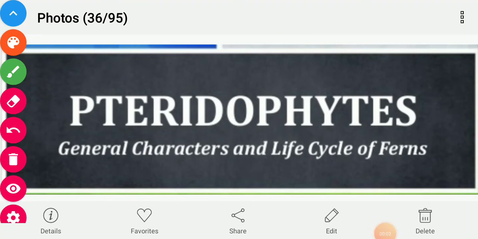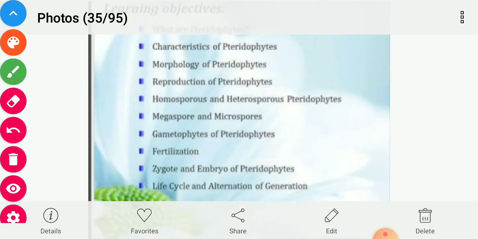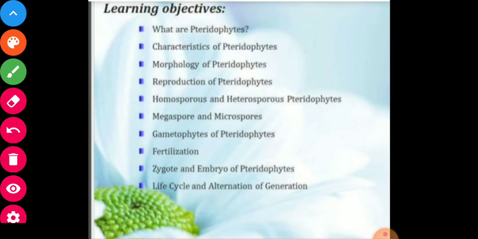Hello students, now you will study the topic pteridophytes. This topic is for class 11th biology. Here under this topic you will study this. These are the learning objectives of this topic.